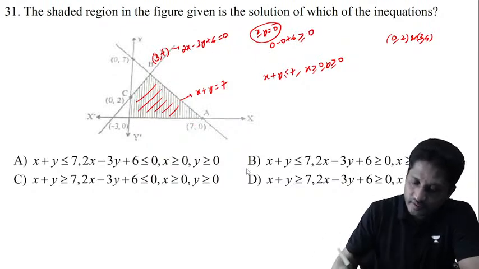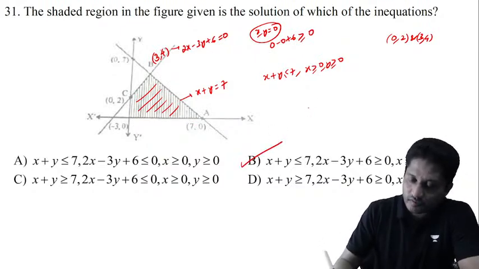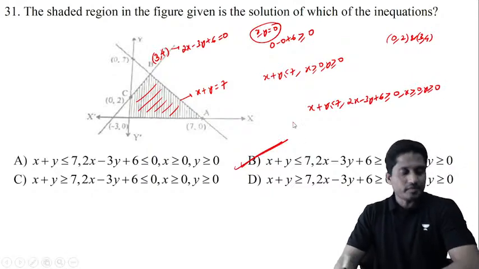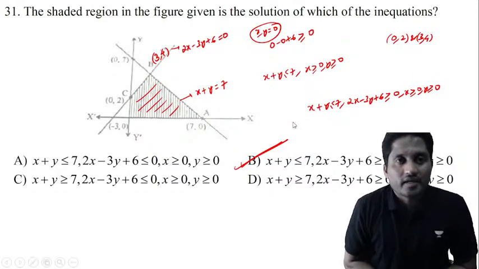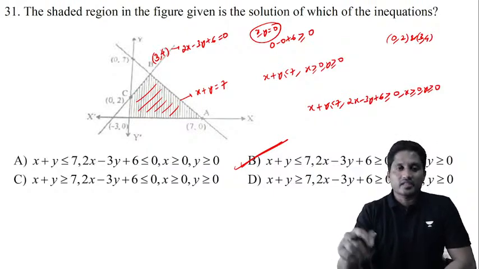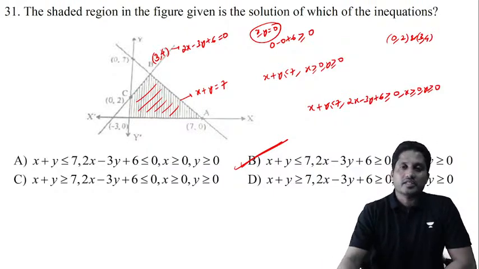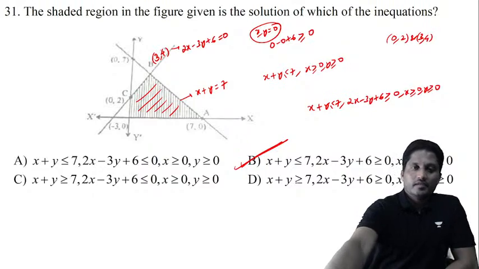So this should be answer option B only, because towards the origin is x plus y less than or equal to 7. Again, towards the origin is 2x minus 3y plus 6 greater than or equal to 0, and x should be positive, y should be positive. Answer should be option B only. Corner points are given, line is given, you just substitute and check which will satisfy. Only B will satisfy.